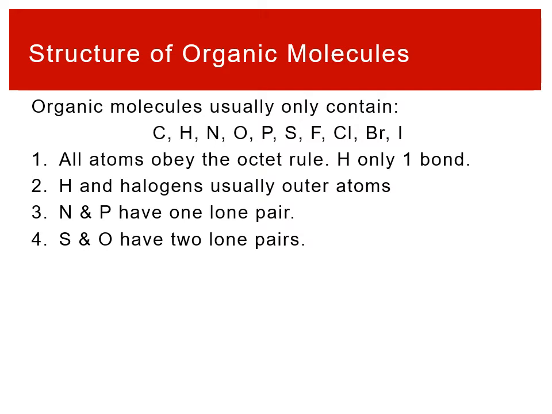The thing is, all atoms are going to obey the octet rule, except hydrogen, which only forms one bond. But hydrogen, halogens, nitrogen, and phosphorus all tend to form their expected bonding patterns. Hydrogen and halogens are going to be your outer atoms. They're just attached with that one bond. Carbon, nitrogen, phosphorus, sulfur, and oxygen can be the backbone in that network that the carbon atoms make up, usually attached to other carbon atoms. But nitrogen and phosphorus have one lone pair and 3 bonds, and then sulfur and oxygen have 2 lone pairs and 2 bonds, as you would predict from their valence electrons, 5 for nitrogen and phosphorus, 6 for sulfur and oxygen.